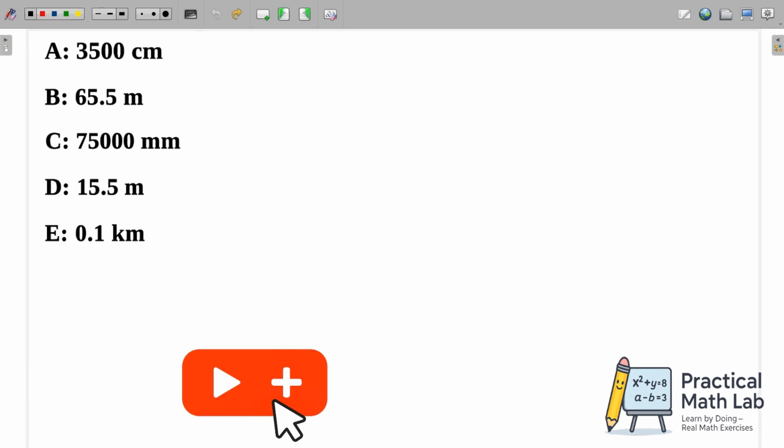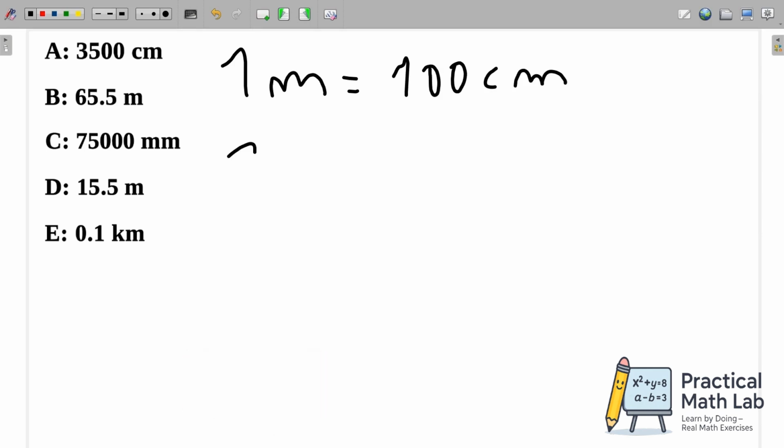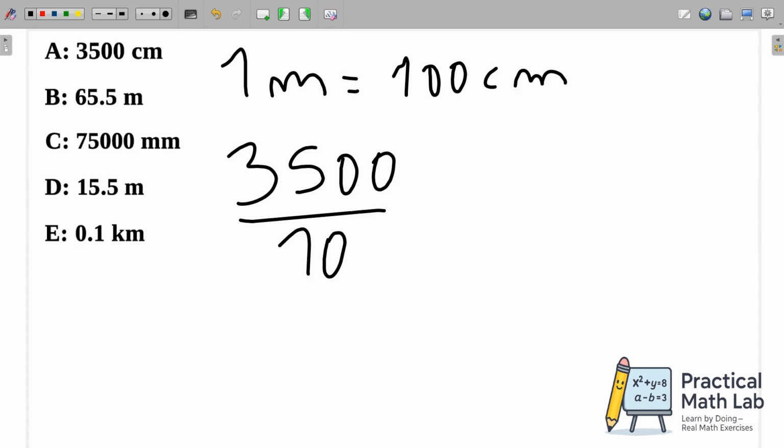The first step is to convert all the measurements to the same unit. We'll use meters so we can compare them. For letter A, 3,500 centimeters. We know that 1 meter equals 100 centimeters. So, for 3,500 centimeters, just divide by 100 to find the number of meters.